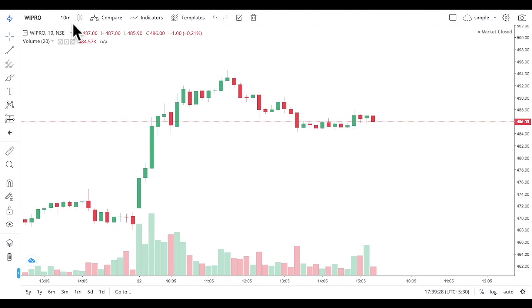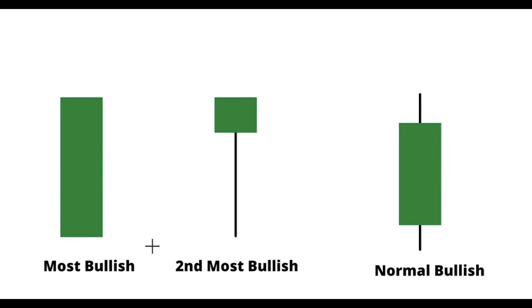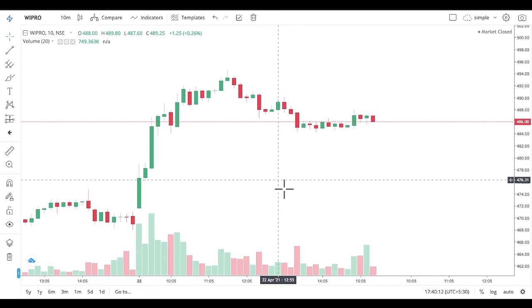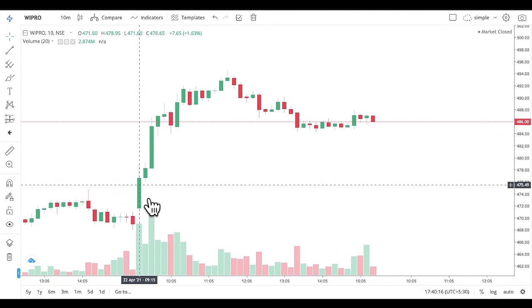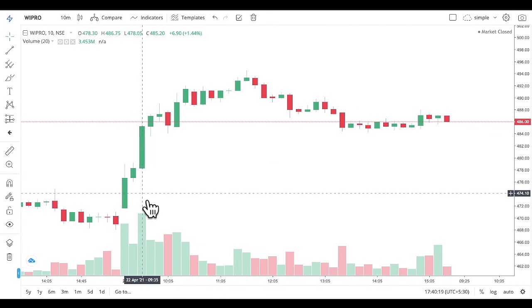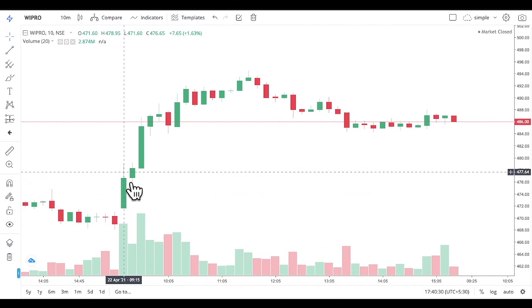Now once you change the time frame to 10 minutes, the third thing you need to do is check what kind of candle the stock is making. Okay, now the stock has to make any of these 3 candle patterns. Okay, all green candles, right? This is the most bullish candle, this is the second most bullish candle, and this is a normal bullish candle. It has to make any of these 3 candle patterns. So if I go back to Wipro and see what kind of candle it's making here, this is a bullish candle, right? So we got to know the stock is bullish.